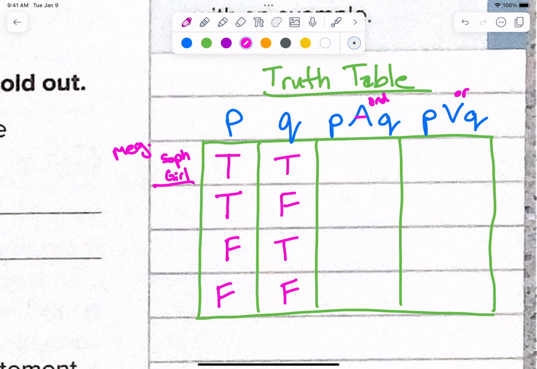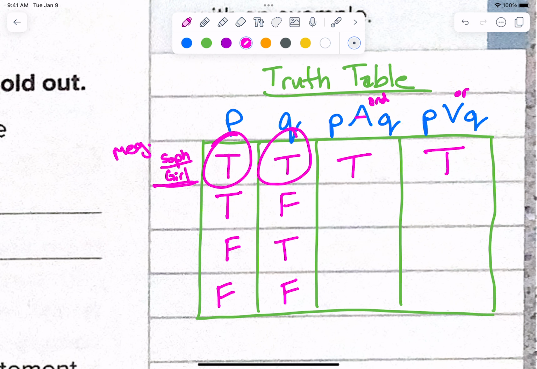Okay, so if we look at this in terms of an and an or, okay? If statement P is that Megan is a sophomore and statement Q is Megan is a girl, is it true that Megan is a sophomore and Megan is a girl? Yes, so true goes in this spot. Does that make sense? Okay, is this one and this one true? Yes, so the whole thing's true, okay? Now, is it true that Megan is a sophomore or Megan is a girl? Yes, double bonus because she's both, right? So this one is true or this one is true, so the whole thing is true, okay?